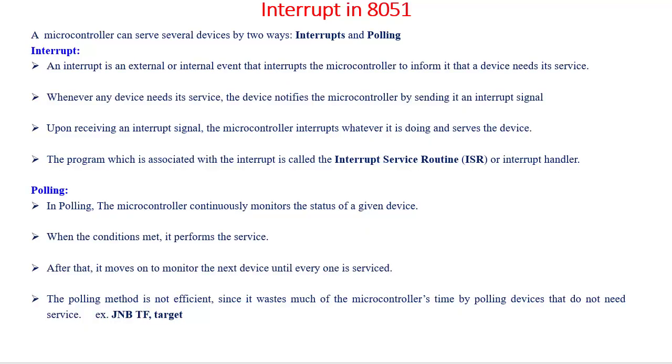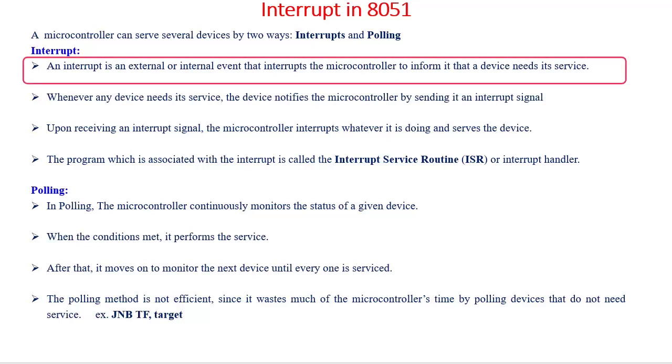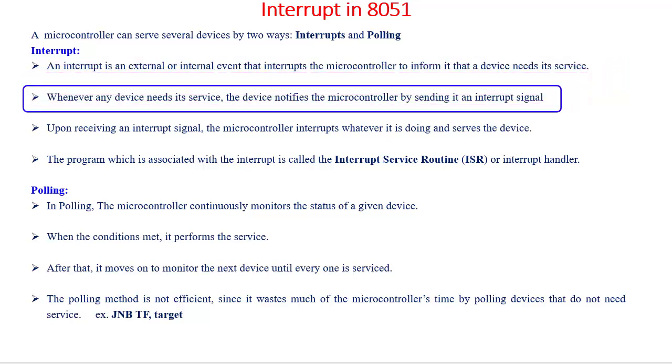A microcontroller can serve several devices in two ways. One is interrupt, another one is polling. Now, what is interrupt? What is polling? An interrupt is an external or internal event that interrupts the microcontroller to inform it that a device needs its service. So, interrupt is external as well as internal. Whenever any device needs its service, the device notifies the microcontroller by sending it an interrupt signal.